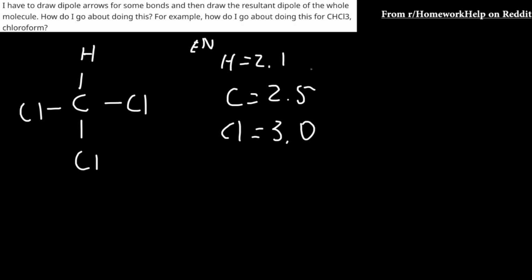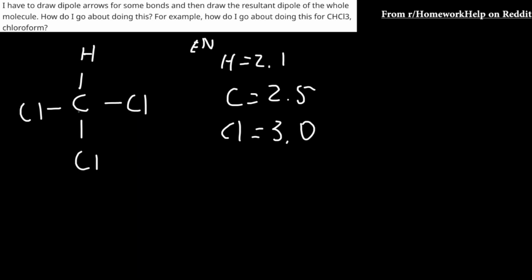Once you look them up, you'll see that hydrogen has an EN value of 2.1. Carbon has an EN value of about 2.5. And chlorine has an EN value of 3. Now, these will vary a little bit depending on your reference in your textbook, but for our example, let's use these as our values.